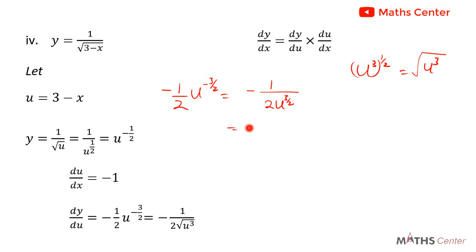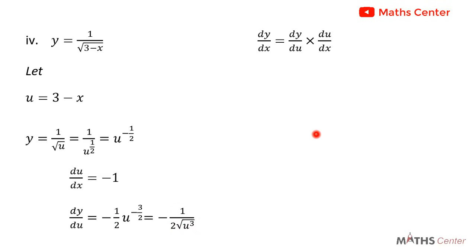And that is why this becomes minus 1 divided by 2, and then the square root of u exponent 3. And so dy du is negative 1 divided by 2 root u exponent 3. We discussed this in details in the lesson on indices, so you can go and check it out. Now we can substitute them here.